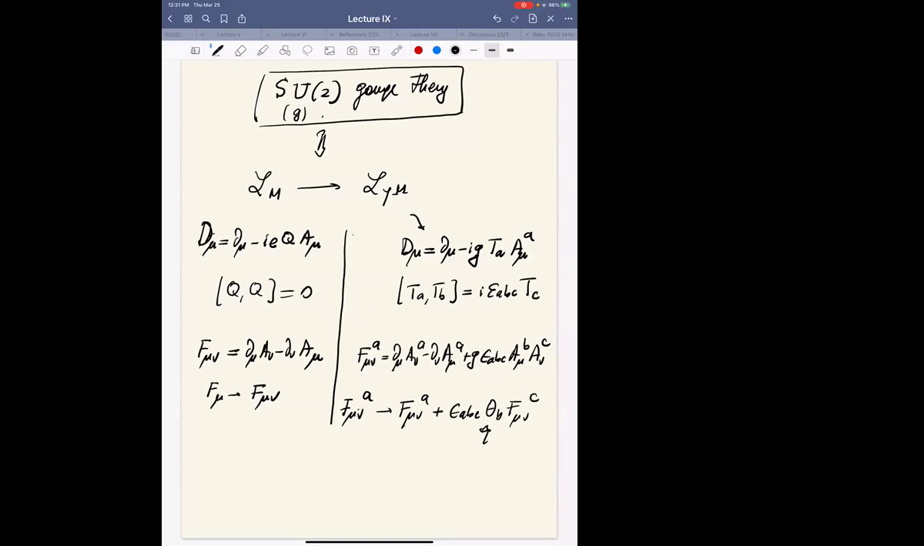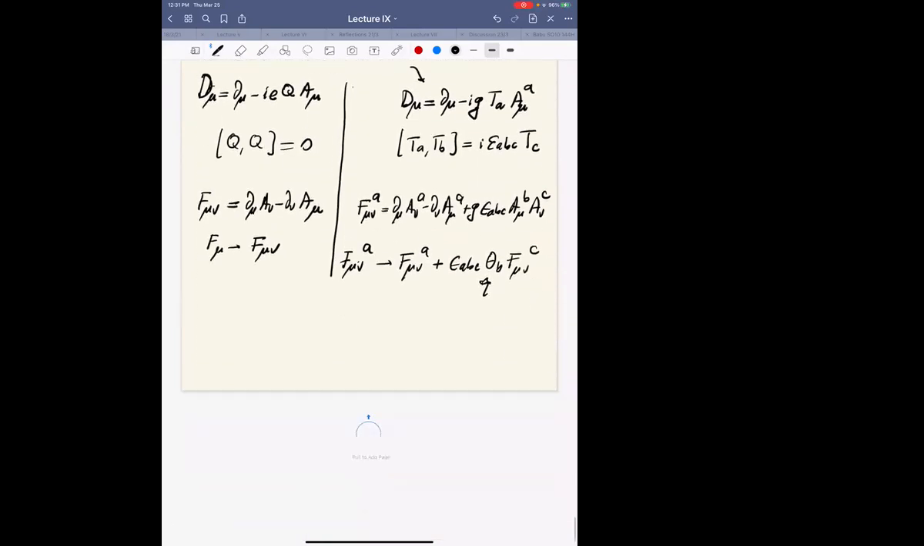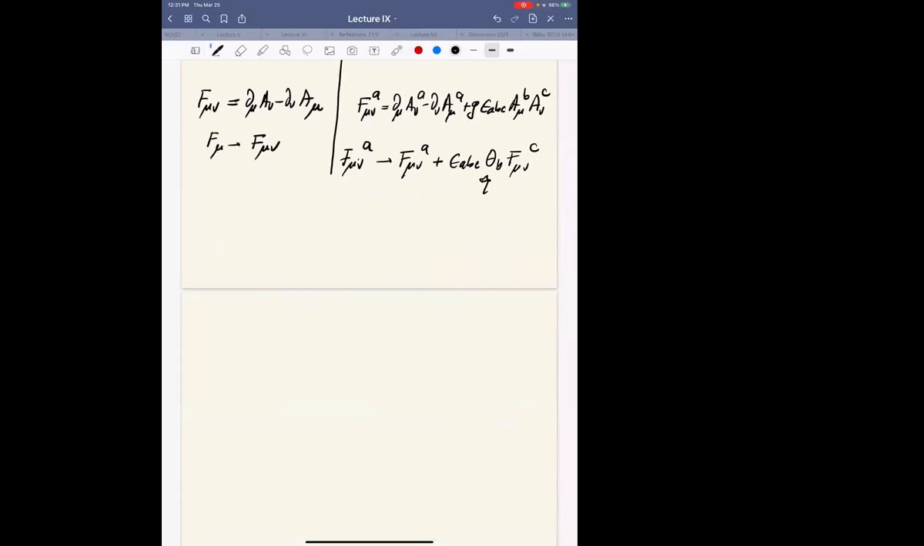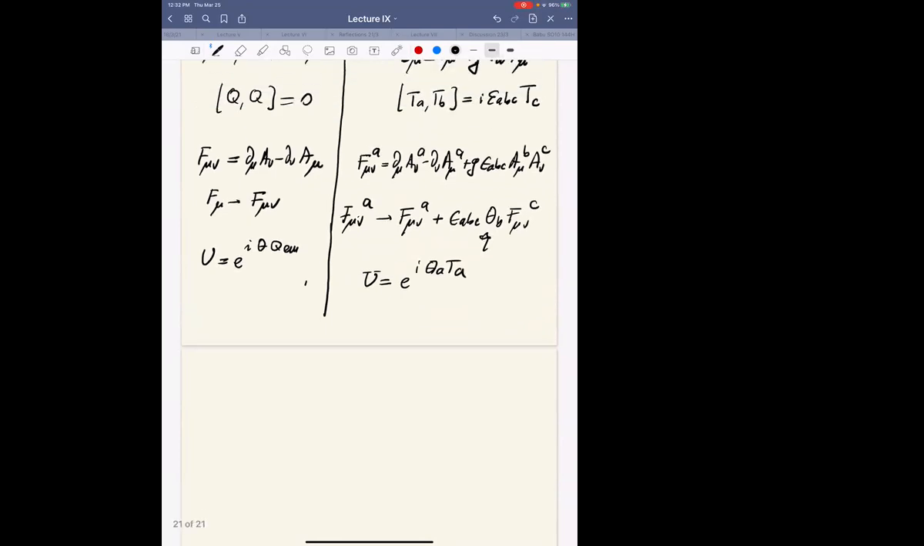This theta is the gauge parameter, the rotation parameter, whatever. What is U? In this case, I can always introduce a U(1) transformation, which is e^{i theta Q} for electromagnetism. We can be more systematic. There are nicer ways of writing it, but I just want you to capture the crucial thing.